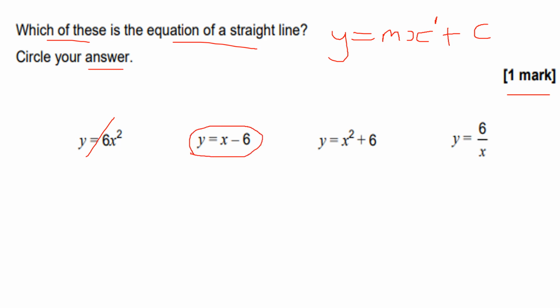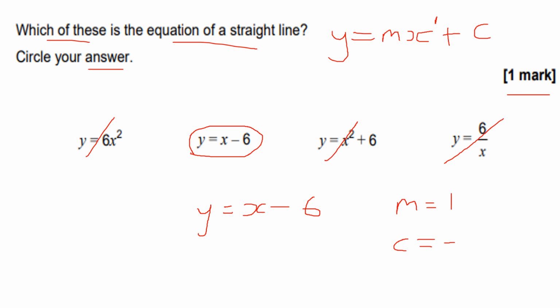That's a quadratic because it's got a power of 2 there. And that's what I call a reciprocal graph, so it can't be that one. So the answer is y is equal to x minus 6. It's in the form mx plus c, where the gradient of this line is 1 if you're interested, and the y-intercept is minus 6.